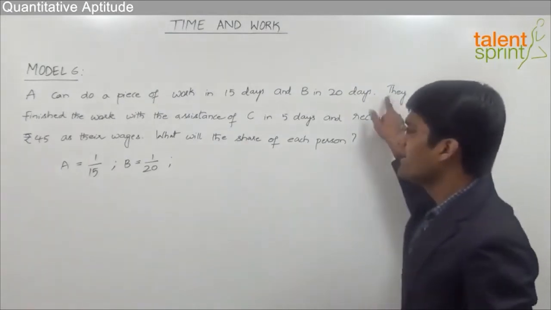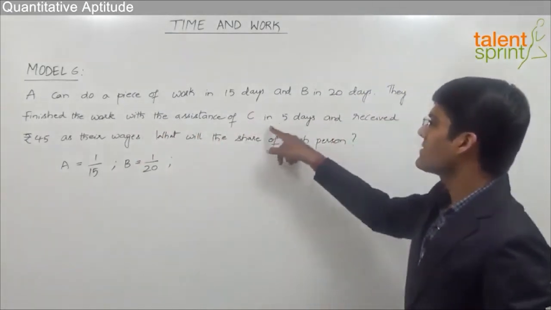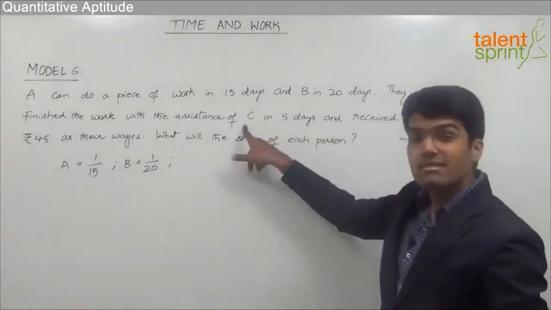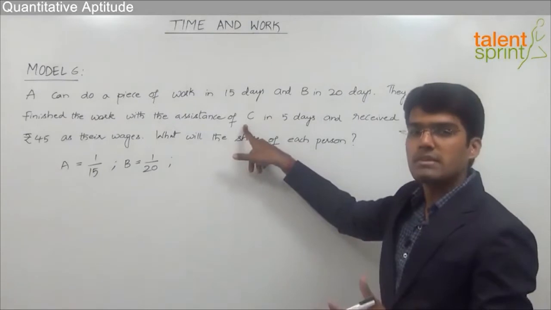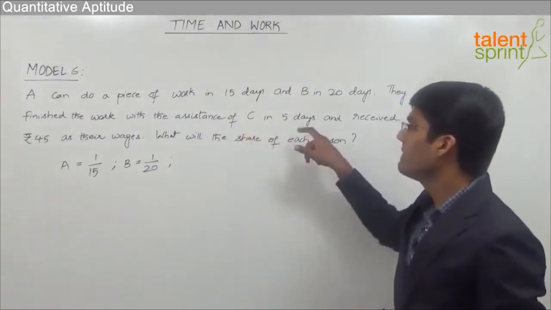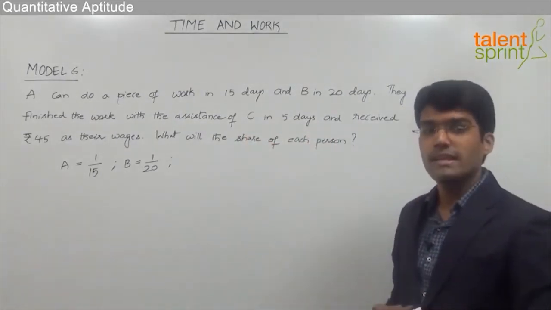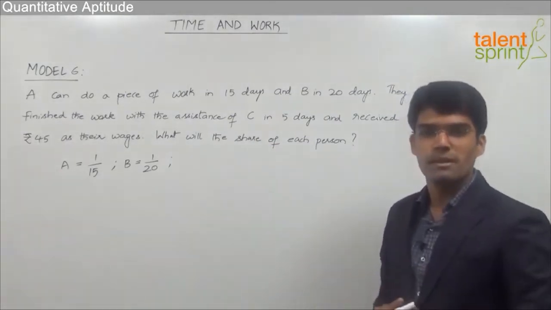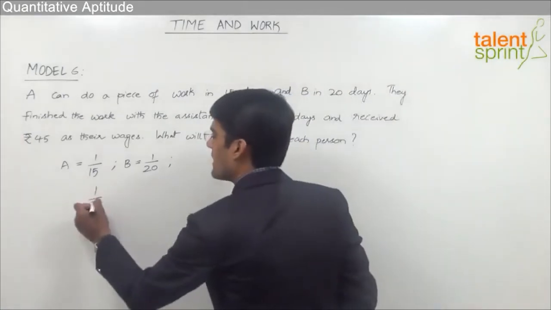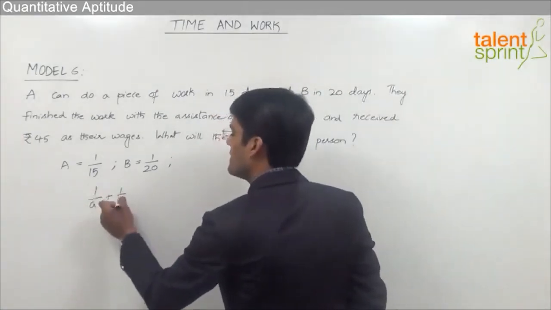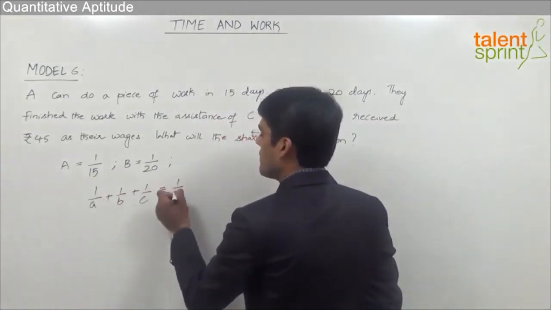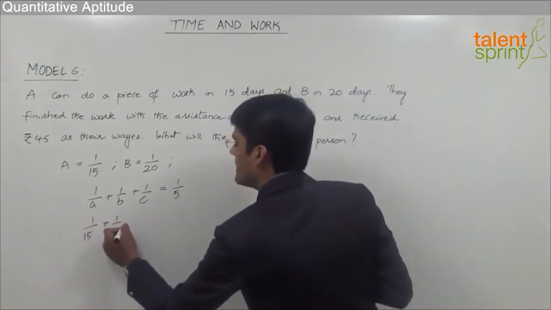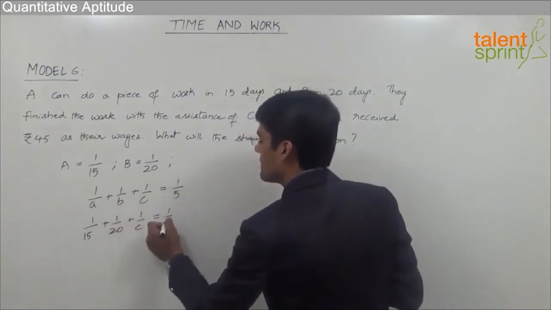The next statement here is they finished the work with the assistance of C in 5 days. That means A and B together with the assistance of C. That means all the 3 persons now are working together and they finished the work in 5 days. So very clearly 1 by A plus 1 by B plus 1 by C should be equal to 1 by 5. So we can say that 1 by 15 plus 1 by 20 plus 1 by C is equals to 1 by 5.